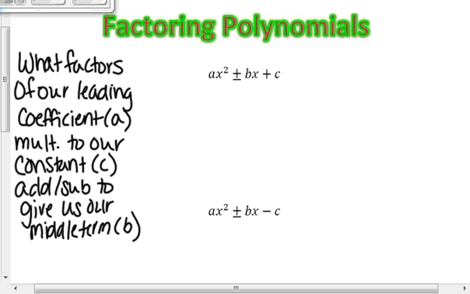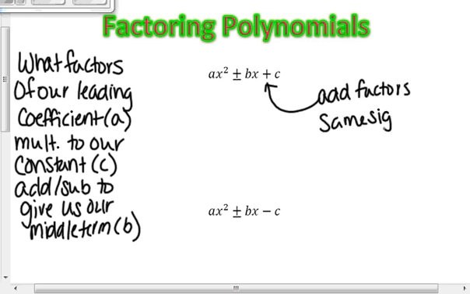Okay, if I have a positive C, we're going to add our factors, and both of those factors will have the same sign. And whatever the sign of our B or middle term is, that's the sign that both factors get.